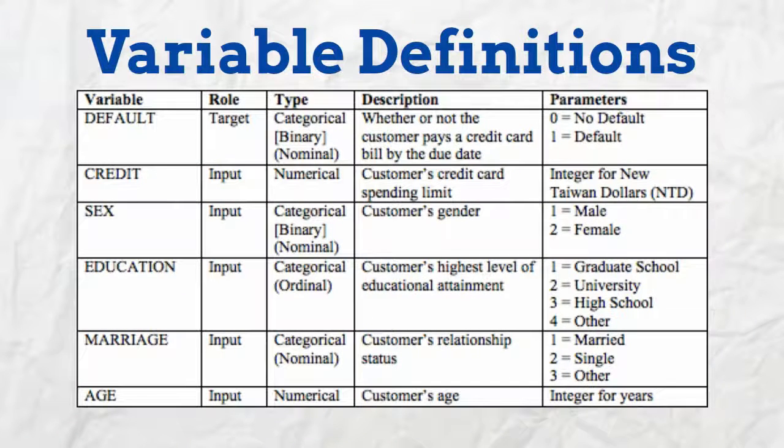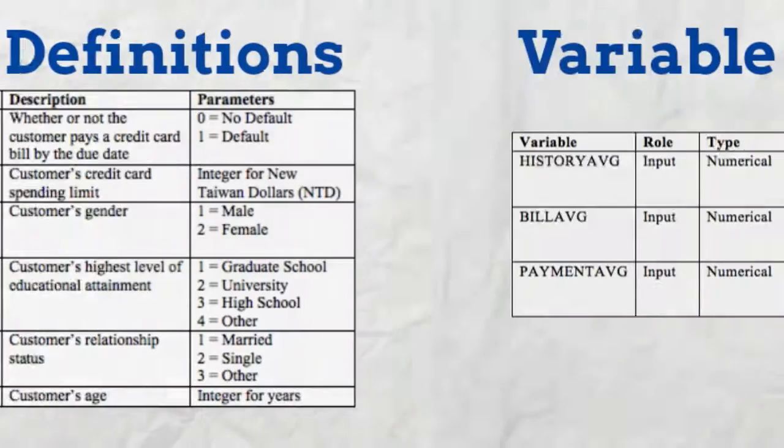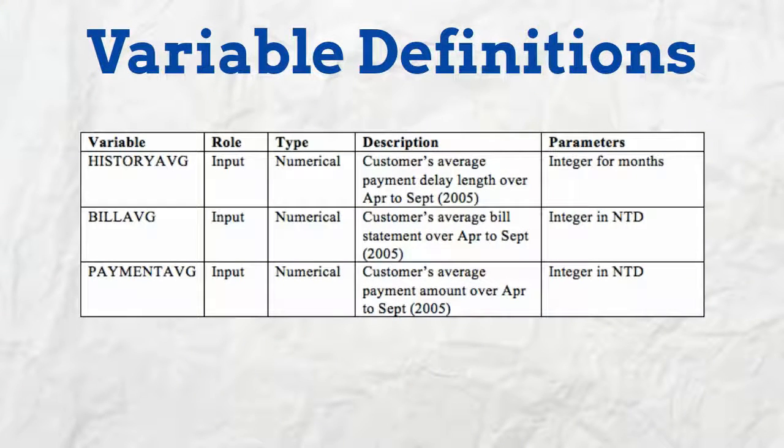Education is the customer's highest level of educational attainment. Marriage is the customer's relationship status. Age is the customer's age in years. History average is the customer's average payment delay length from April to September of 2005. Bill average is the customer's average bill statement amount. And payment average is the customer's average payment amount to the company.